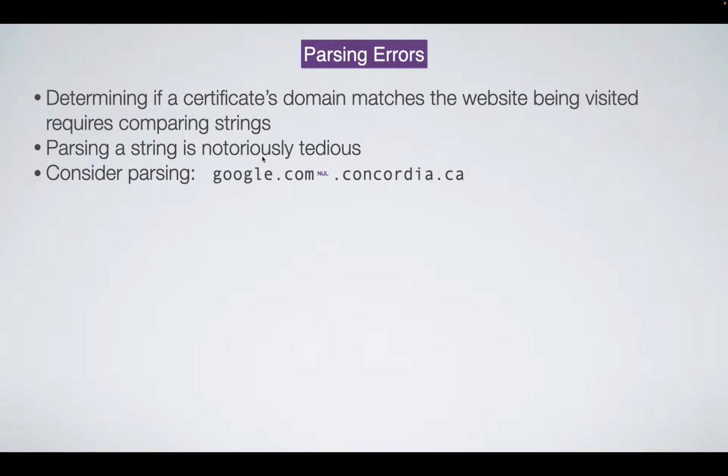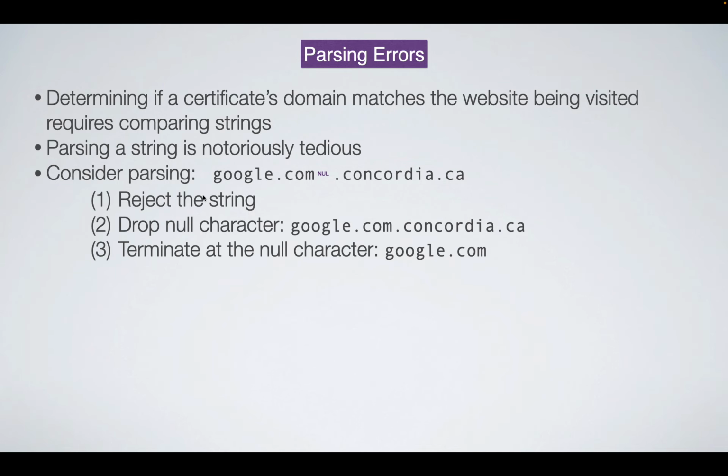So a program written in C reading this string would interpret it as google.com, because they would read to google.com, hit null, and say, okay, this string is over, let's move on. So those are basically the three options. You could reject it. You could drop the null character, in which case it's google.com.concordia.ca. Is this a valid domain? Yes, it is a valid domain.